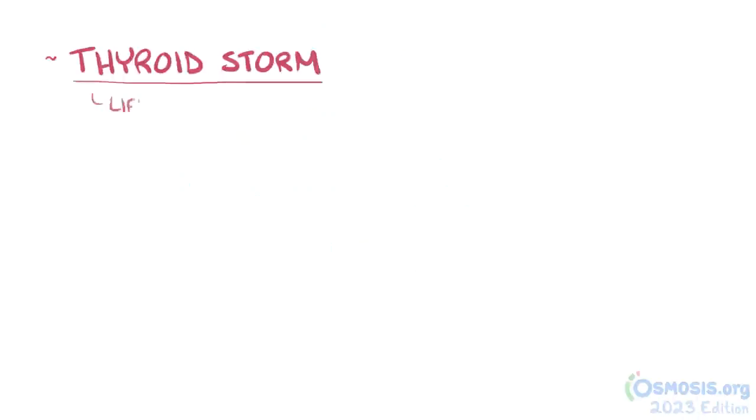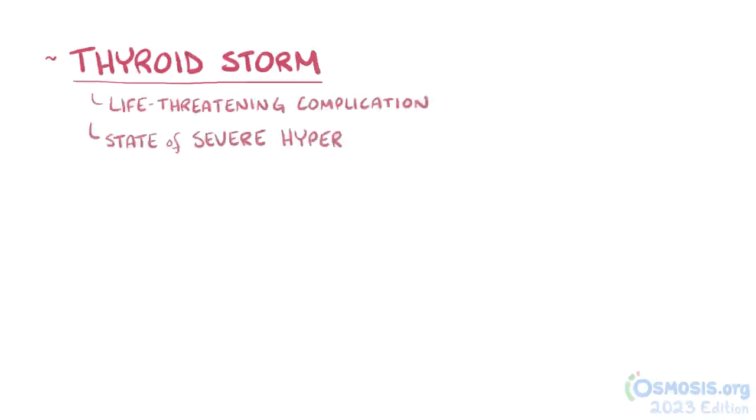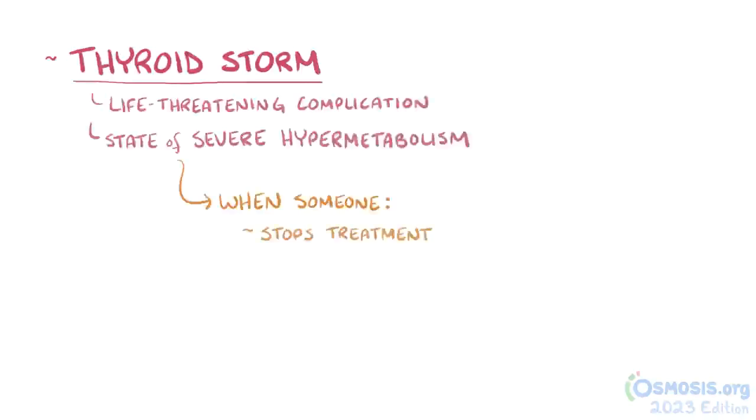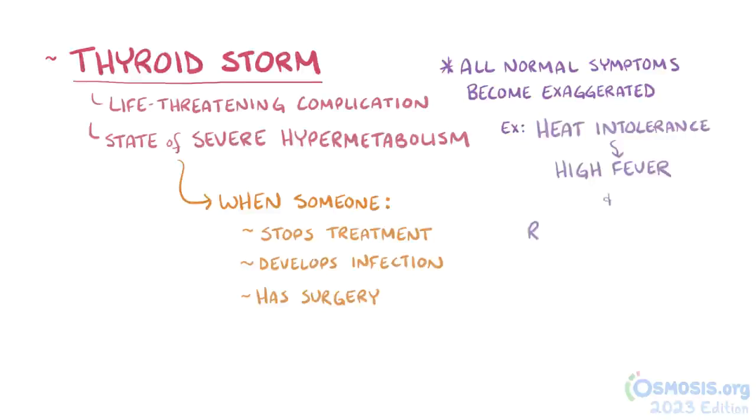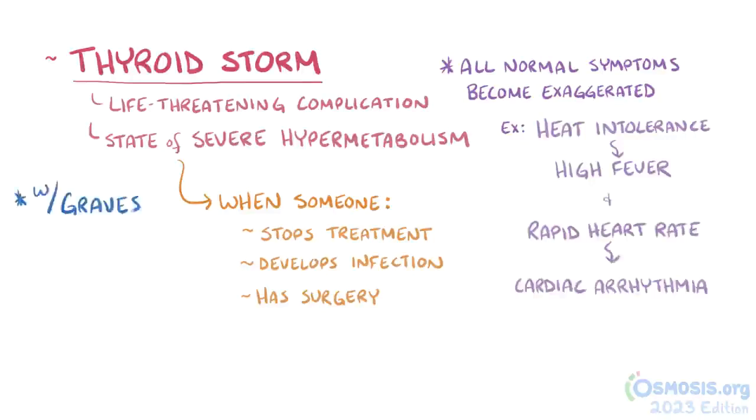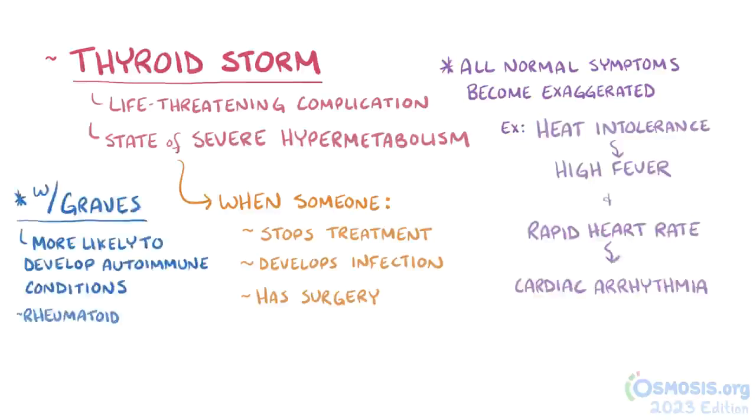Thyroid storm, which is a life-threatening complication of hyperthyroidism where the body goes into a state of severe hypermetabolism, can develop when someone with hyperthyroidism stops their treatment, develops an infection, or has surgery. All of the normal symptoms of hyperthyroidism become exaggerated. For example, heat intolerance turns to high fever and rapid heart rate turns to cardiac arrhythmia. Individuals with Graves' disease are also more likely to develop other autoimmune conditions, like rheumatoid arthritis or diabetes mellitus type 1.